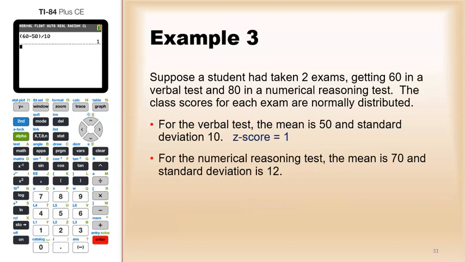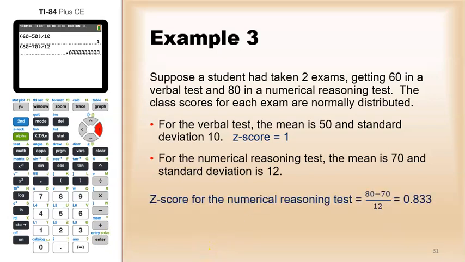For the numerical reasoning test, the mean is 70 and the standard deviation is 12. So again, the student scored 80 on the numerical reasoning. I subtract off the mean of 70 and divide by the standard deviation of 12. And I get a z-score of 0.833. So in this case, the student's numerical reasoning test was 0.833 standard deviations above the average.